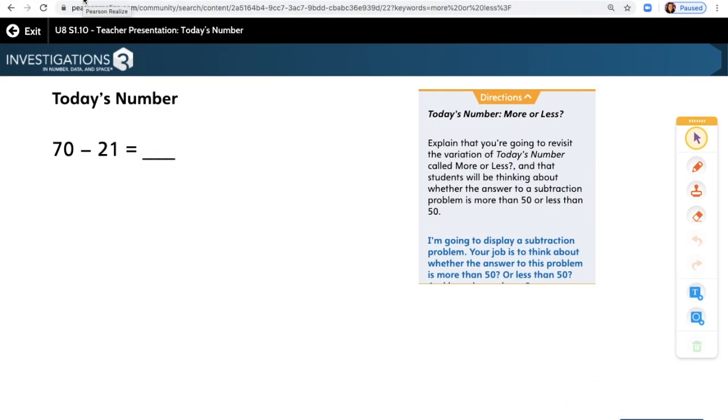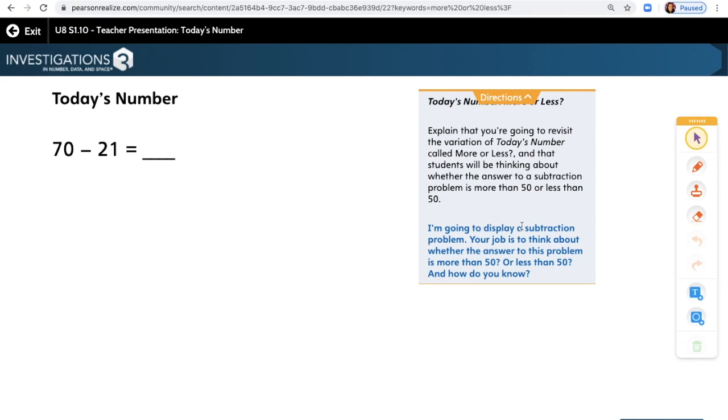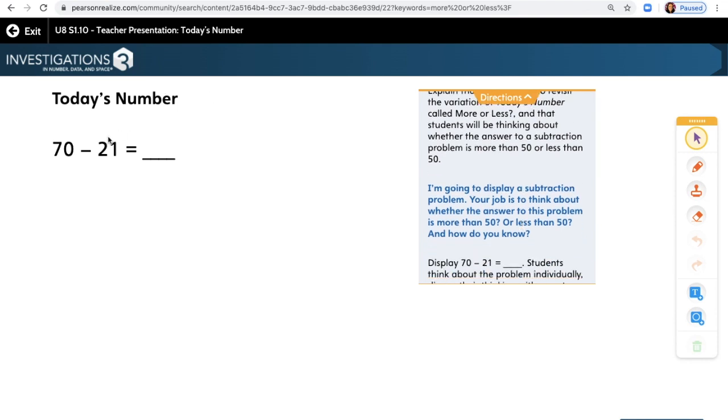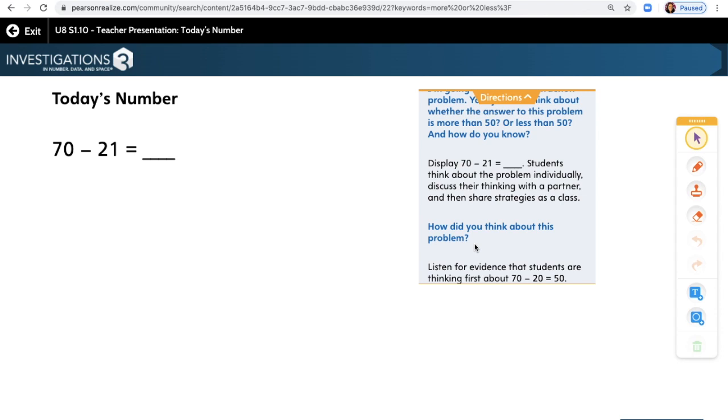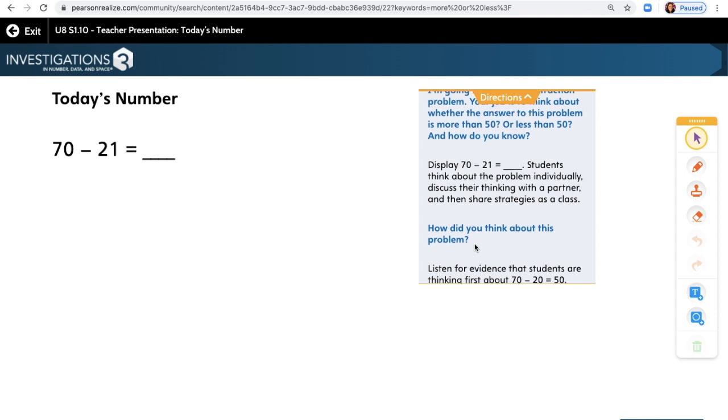Hi, second grade mathematicians. Today's number is going to focus on if we have more or less. So let's look at the directions. Explain that you're going to revisit the variation of today's number called more or less, and that you will be thinking about whether the answer to a subtraction problem is more than 50 or less than 50. So over here we have 70 minus 21 equals. I want you to think about what strategies you have to figure out if the answer is more or less than 50.